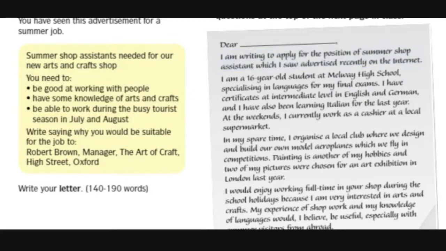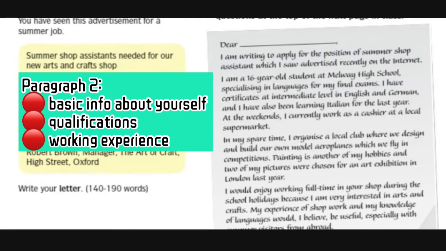All right. Okay, the second paragraph, you start to introduce yourself. Tell him about your qualifications and your working experience. Okay, I am a 16-year-old student at Melway High School, specializing in languages for my final exams. I have certificates at intermediate level in English and German, and I have also been learning Italian for the last year. At the weekends, I currently work as a cashier at a local supermarket.